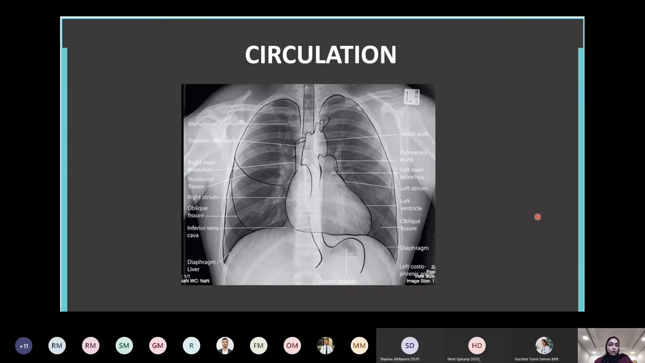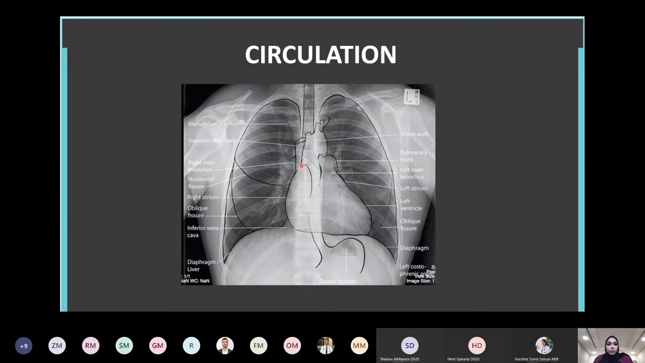Now let's talk about circulation. In circulation, we focus on the heart and the vessels around the heart: the heart size, the heart borders, the aorta, the mediastinum in general. Some basics: your heart size should be equivalent to 55% of your whole thorax. If it's more than half, then that's called cardiomegaly, and that usually happens from heart failure and other causes.